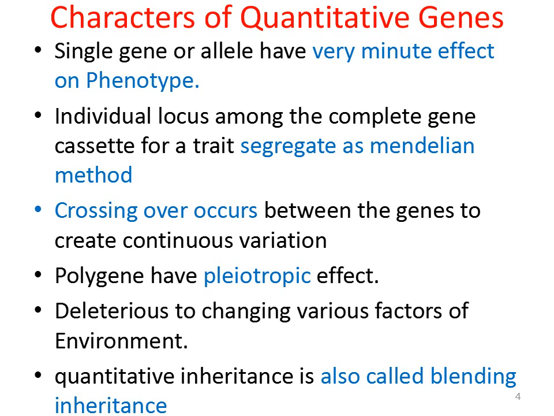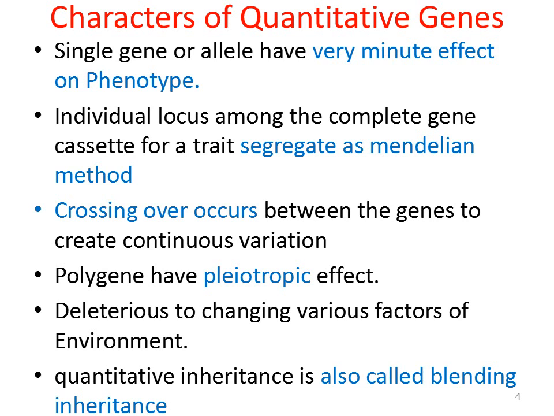Polygenes have pleiotropic effect. What is pleiotropic effect? The influence of a particular gene on various traits. Actually, as today we were talking about quantitative genes, there is involvement of multiple genes for a particular trait. On the contrary, there can be a condition where a gene affects more than one trait. And this condition also follows in the case of polygenes.